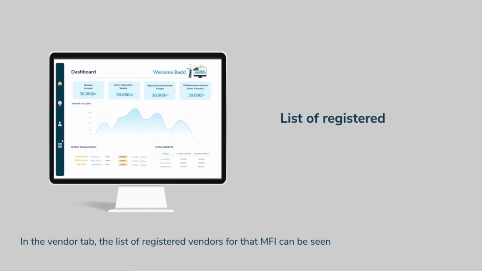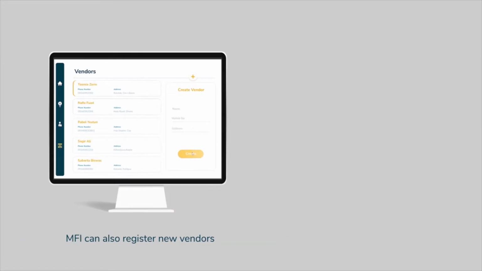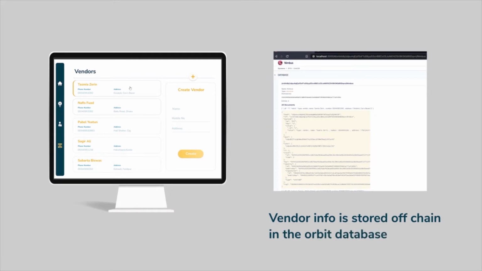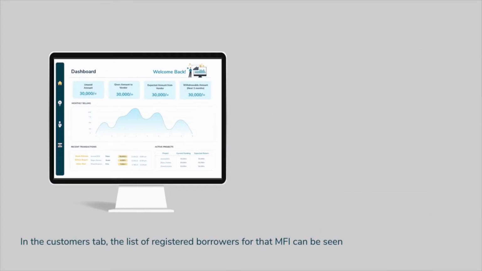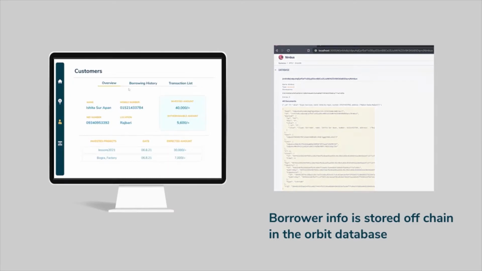In the Vendor tab, the list of registered vendors for that MFI can be seen. MFI can also register new vendors. Vendor info is stored off-chain in the Orbit database. In the Customer tab, the list of registered borrowers for that MFI can be seen. MFI can also register new borrowers. Borrower info is stored off-chain in the Orbit database.